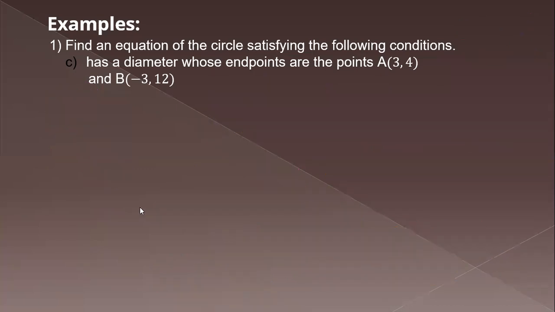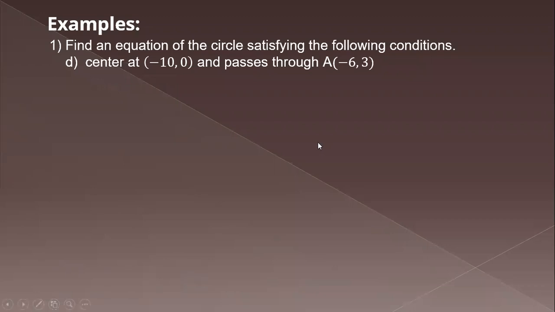Okay, so let's see if there's another problem. How about this one? Find an equation of the circle with center at -10, 0, and passes through -6, 3. Let's graph it again because it says passes. What do we mean by passes? When we say passes, it means it goes through that point.